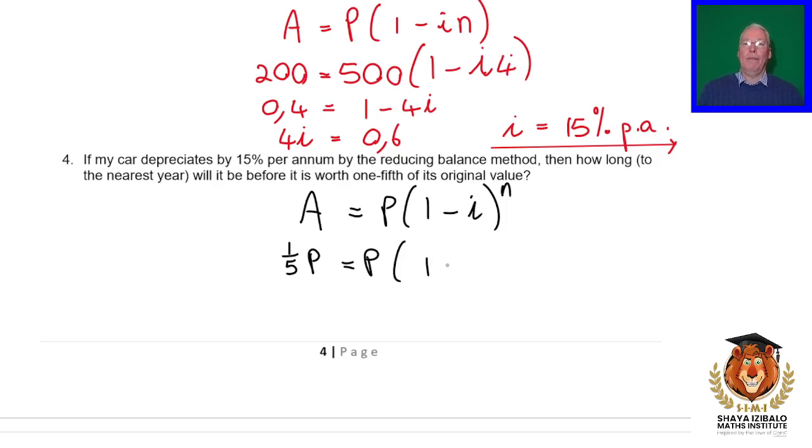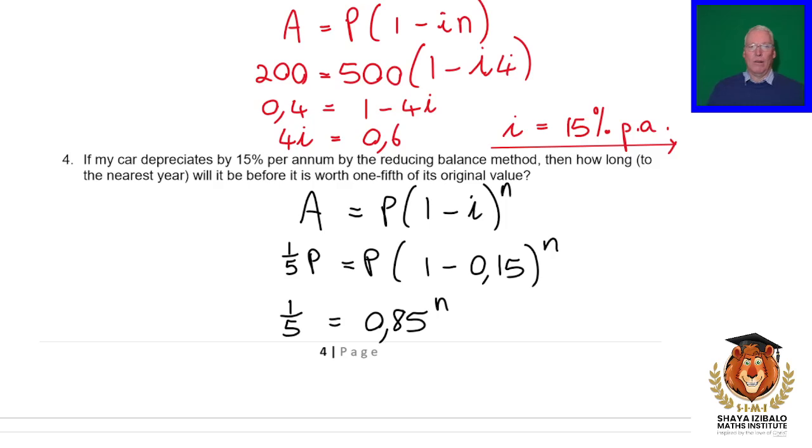We know that this happens, the interest rate is 15%, 0,15 to the power of N. Okay, now when we divide both sides by P, we just get 1/5 here, right? And if we'd used numbers, we would also get 1/5 here. So now we've got 1/5 equals 0,85 to the power of N. And this is where we're going to use our log function, okay? N will be log, okay, base 0,85 of a fifth.